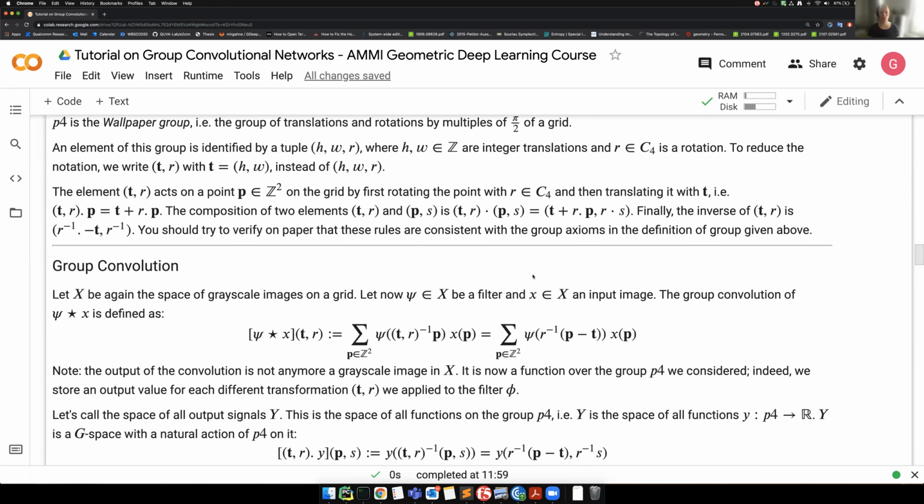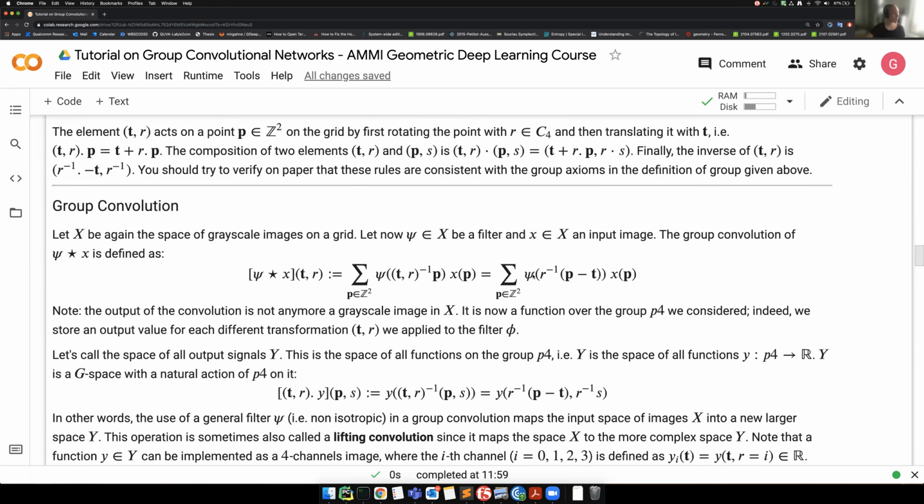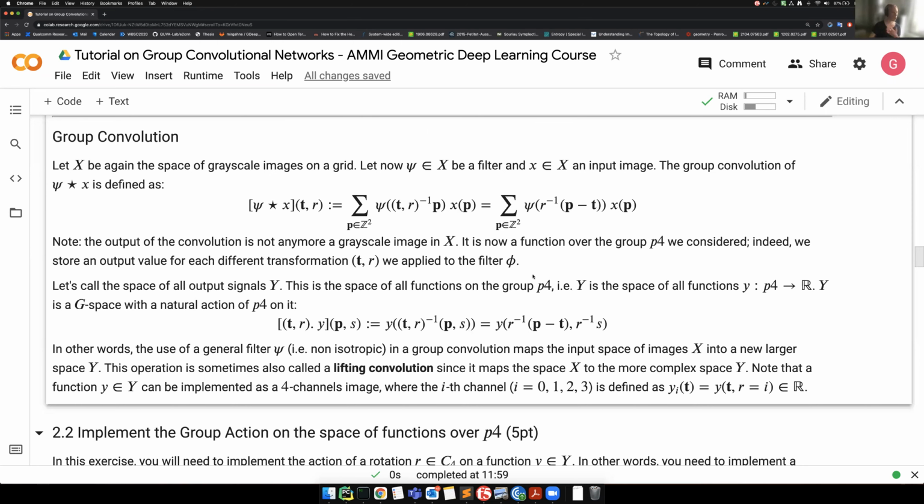Okay, now we can go to group convolution. When we talk about group convolution, I need to always say that in practice these are cross correlations, but we keep using the nomenclature from deep learning where we use convolution to talk about correlation.